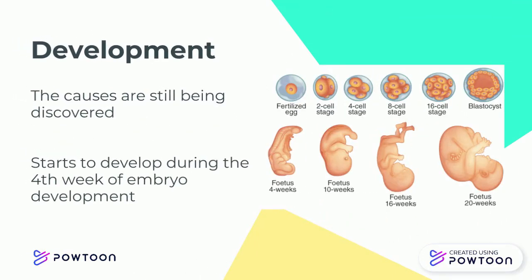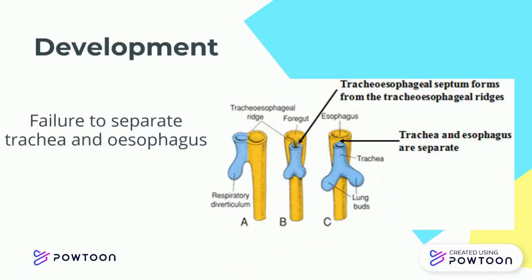The development and causes of this disease are still being investigated, but it begins with the development of the gut tube during the 4th week of embryo development. The middle layer of cells in a developing embryo is known as the mesoderm. During normal development, a wedge in the mesoderm, called the tracheoesophageal septum, separates the developing esophagus from the trachea. Esophageal atresia is caused when there is a defect in the differentiation of the mesoderm, and there is a failure in the separation of the trachea and esophagus.